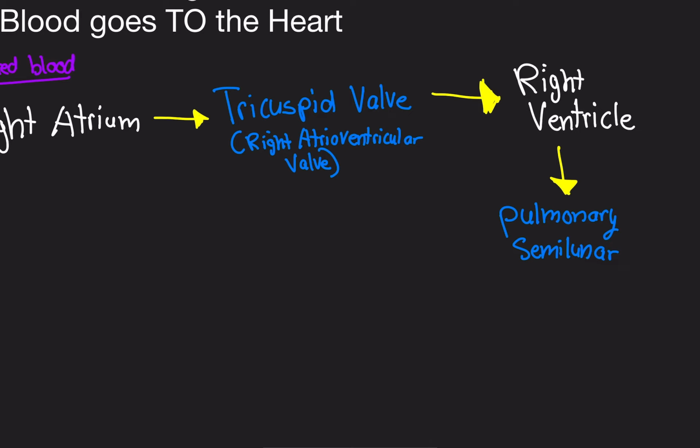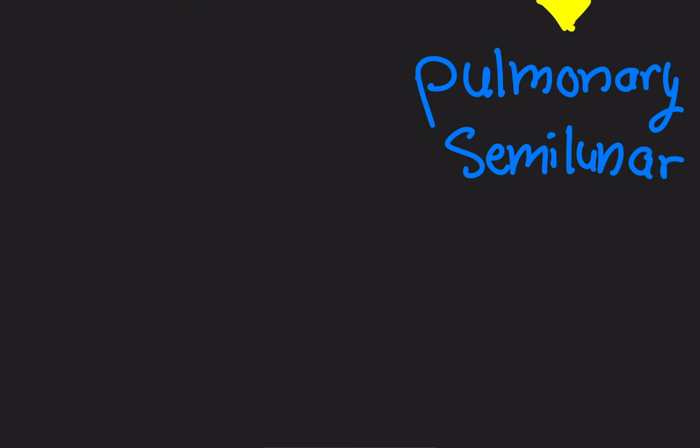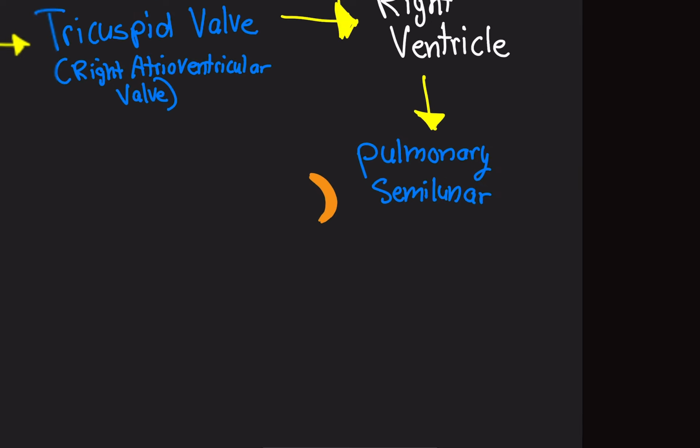But the reason it's called semilunar is because the valve looks like half of a moon. This is literally what the valve looks like. It kind of looks like this. Okay? Lunar, like moon. It literally means moon. And semi means half, so it's half a moon. It looks like half of a moon. Okay?